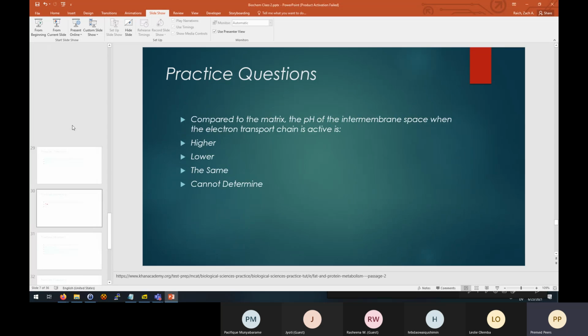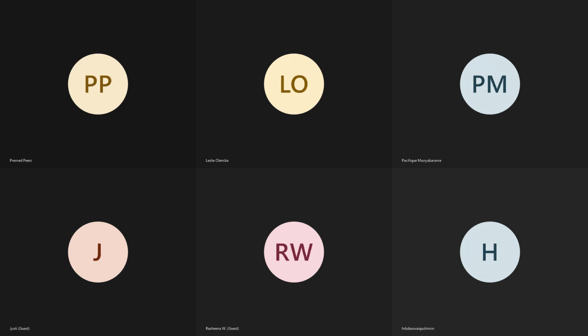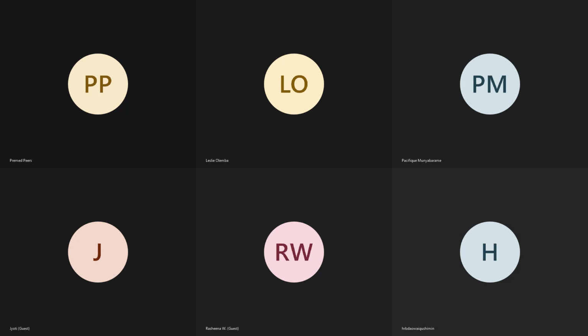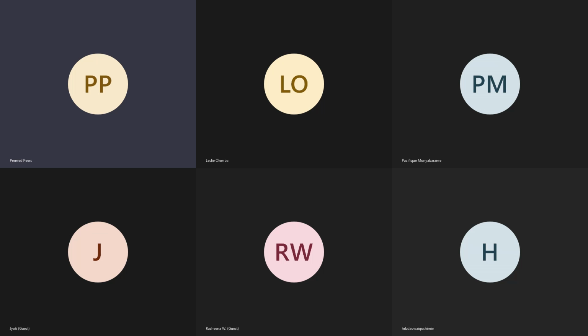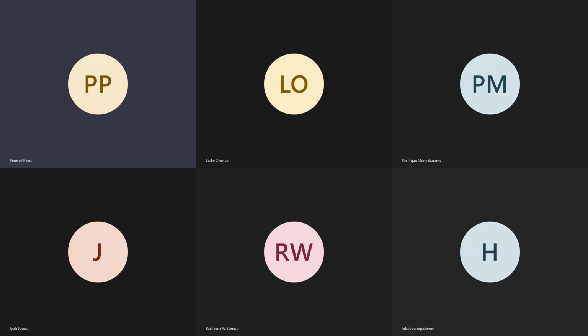All right, here's the passage. So I'm going to stop sharing and give you the link. Let me know if that doesn't work for you. Take about 10 minutes for this. Let me know if you think we've had enough time and we can go through the answers.